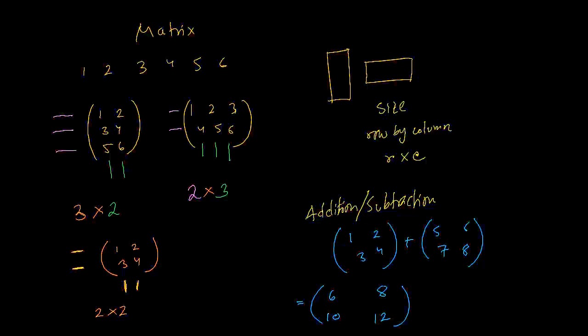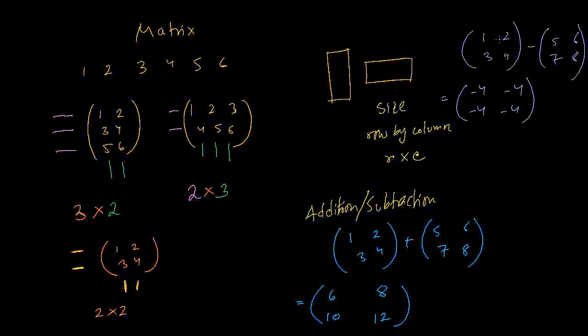Subtraction works in a similar way. So when we have subtraction, 1, 2, 3, 4 minus 5, 6, 7, 8. You just subtract the individual positions. 1 minus 5 is minus 4. 2 minus 6 is minus 4. 3, turns out everything is minus 4 here. 3 minus 7 is minus 4. And 4 minus 8 is minus 4. So the individual positions are subtracted like that.